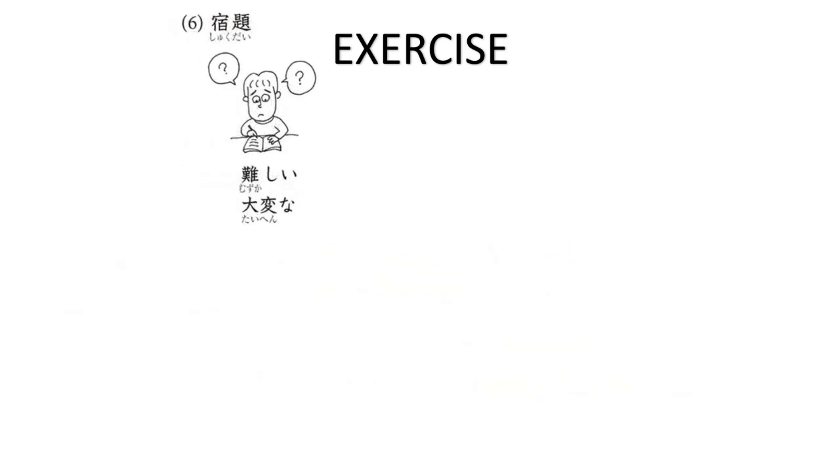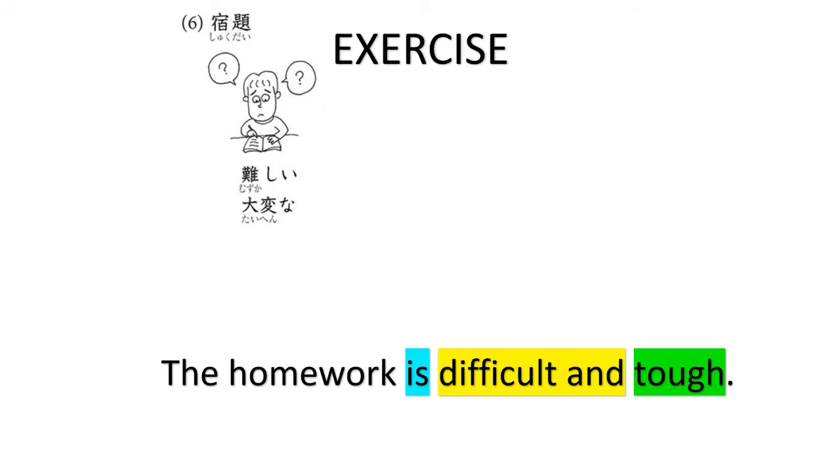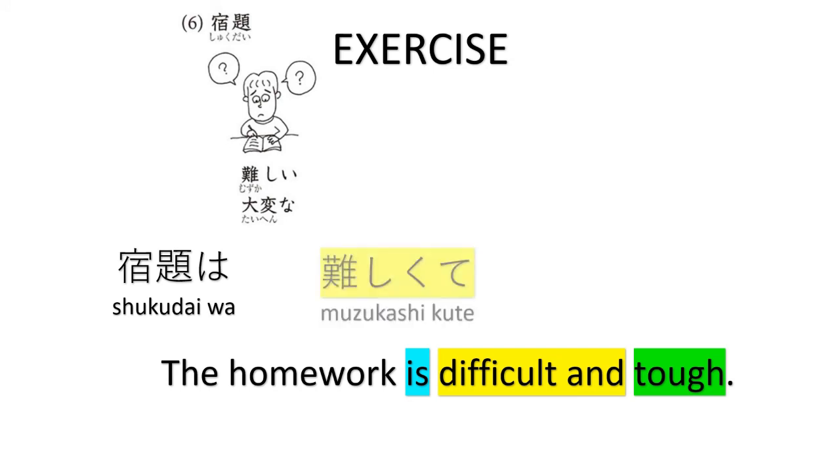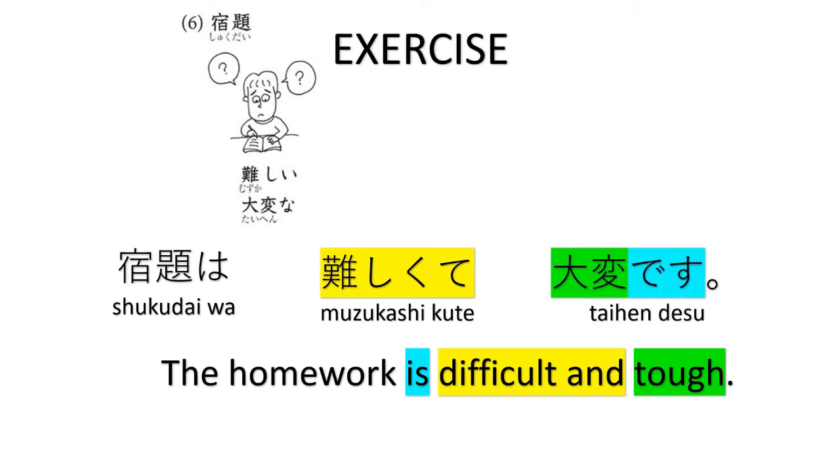Alright, number 6. We have here the shukudai, homework. It is muzukashii and taihen na, difficult and tough. So the homework is difficult and tough. To translate this, shukudai wa muzukashikute taihen desu. Again, we drop the i hiragana and replace it with kute. Shukudai wa muzukashikute taihen desu.